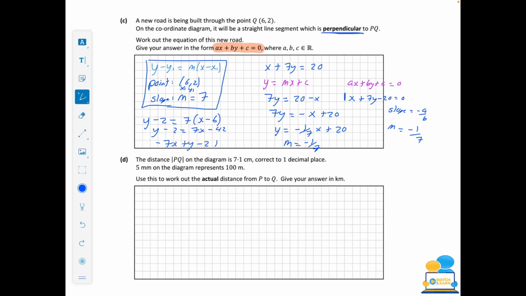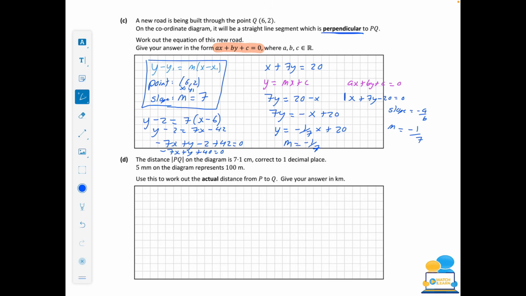Plus y minus 2. To get rid of this 42 from this side, we're going to add 42, is equal to 0. So we'll be left with minus 7x plus y plus 40 is equal to 0. So that now is in the form something x plus something y plus something is equal to 0.